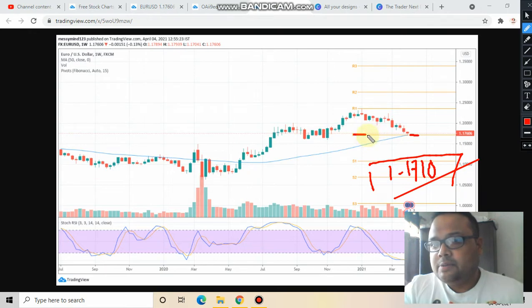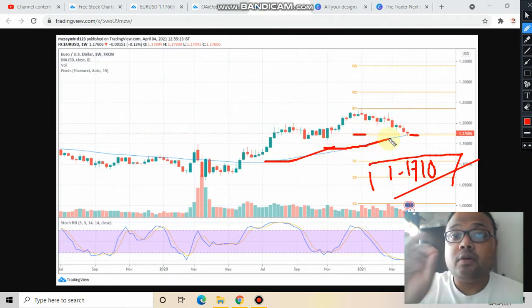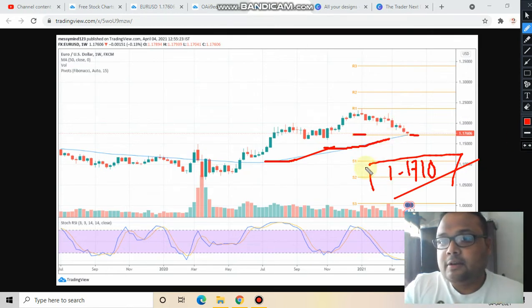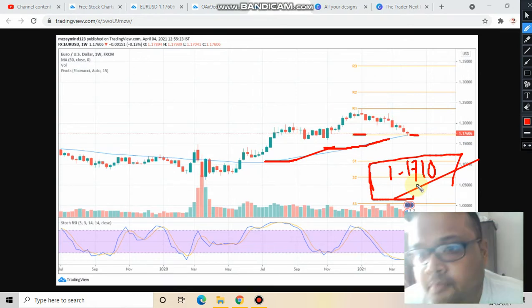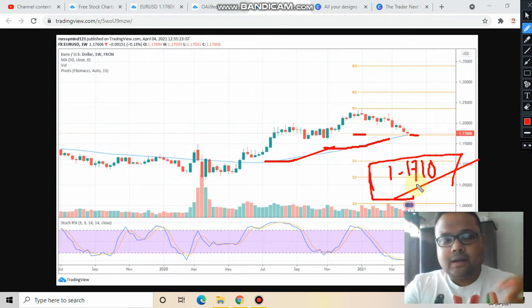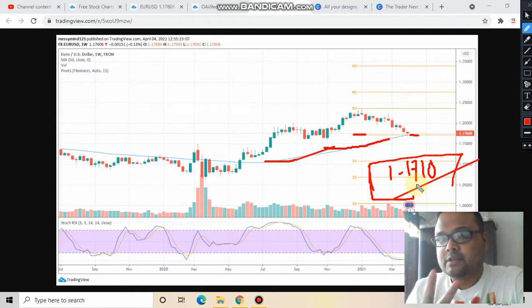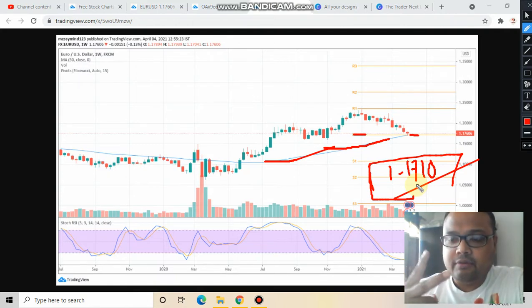First of all, there is a support available at this level. Secondly, this is the 50 moving average, and the 50 moving average has also come to provide support to the market. As a result, 1.1710 has become an important level for the market, because this is the level where market is getting support from two levels, pivot and 50 MA.